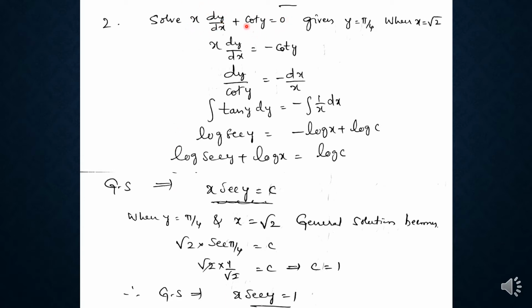So if we are given some values of y and x, finally by substituting these values in the general solution, we will get the constant value in the general solution.